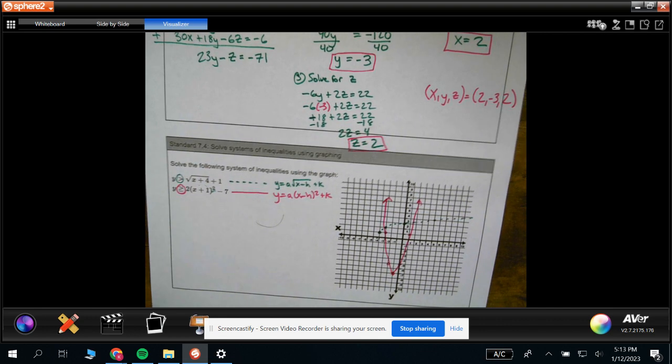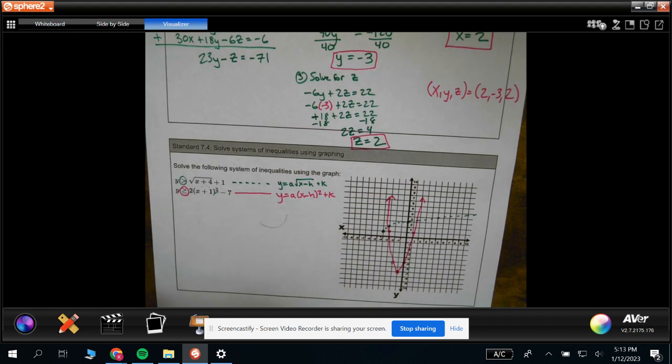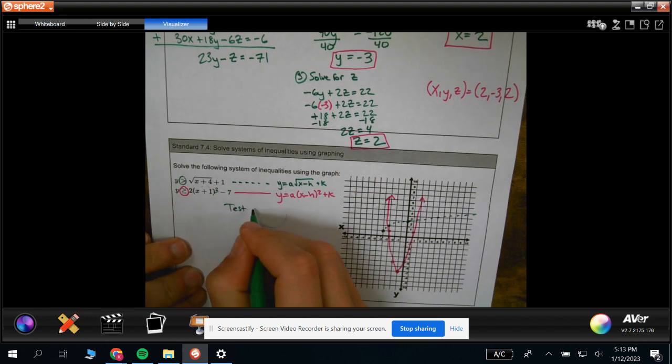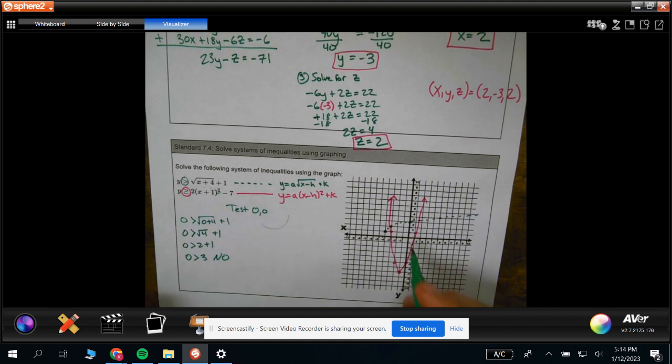Now, we need to test a point to see should we shade above or under the square root function. We need to test a point to also see if we should shade inside or outside of the parabola. So let's test 0, 0. Is 0 greater than the square root of 0 plus 4, plus 1? Is 0 greater than the square root of 4 plus 1? Is 0 greater than 2 plus 1? Is 0 greater than 3? No. So we are going to shade the region that does not include 0, 0 for the square root.